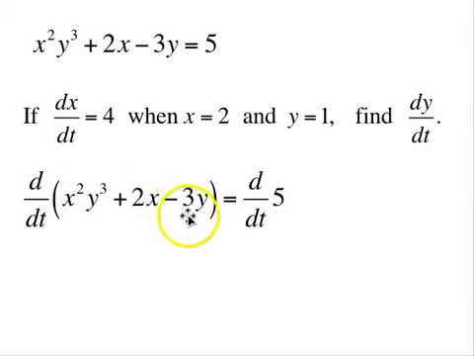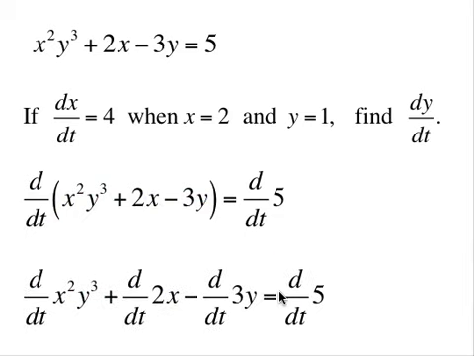So the derivative with respect to t of the left-hand side equals the derivative with respect to t of the right-hand side. The derivative of a constant is 0, so we know that. The derivative of the sum is the sum of the derivatives. That will be the derivative with respect to t of x squared y cubed plus the derivative with respect to t of 2x minus the derivative with respect to t of 3y. And again, the right-hand side will be 0. So where do we go next?